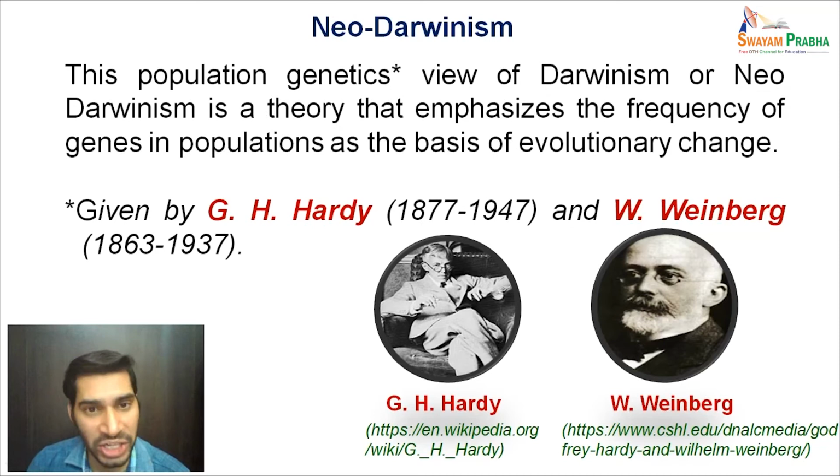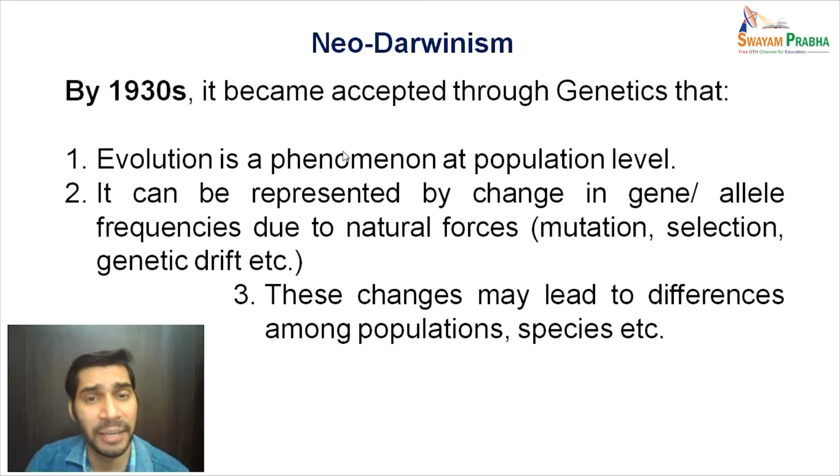By the 1930s, it became accepted with the advancements in the field of genetics that evolution is a phenomenon at the population level, not at the individual or species level. And it can be represented by changes in the gene or allele frequencies due to various natural forces, be it mutation, selection, genetic drift, etc. These changes may lead to differences among populations or species at a larger scale.